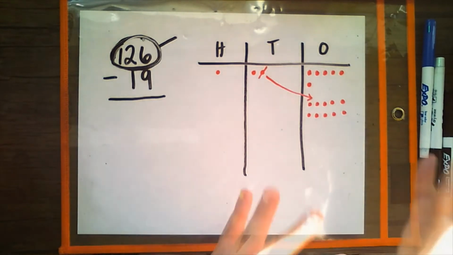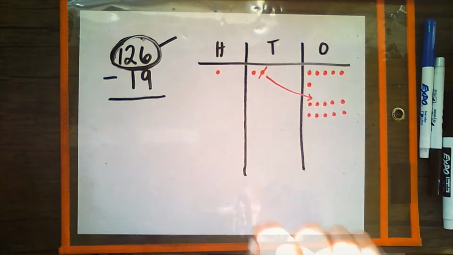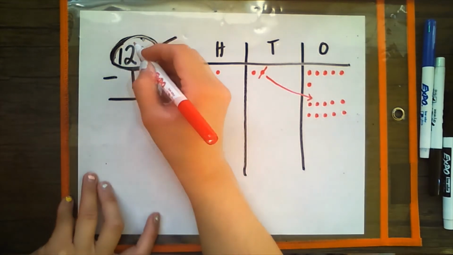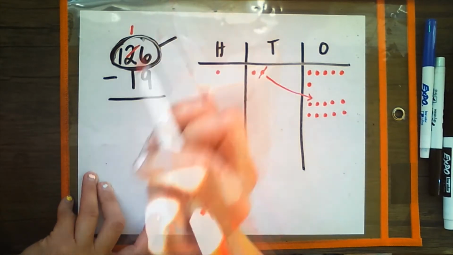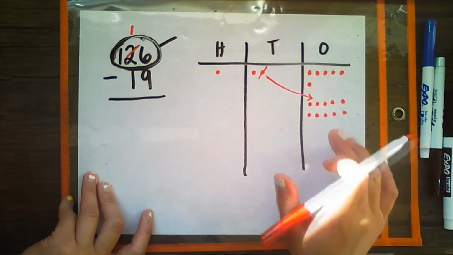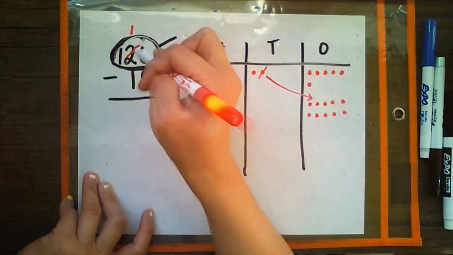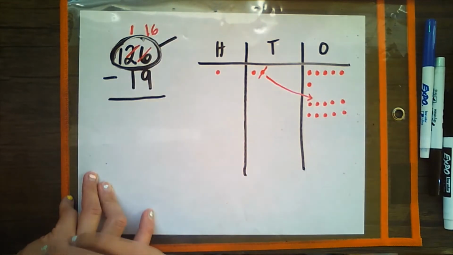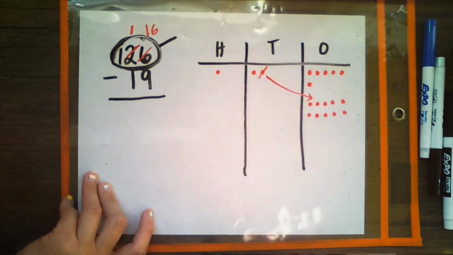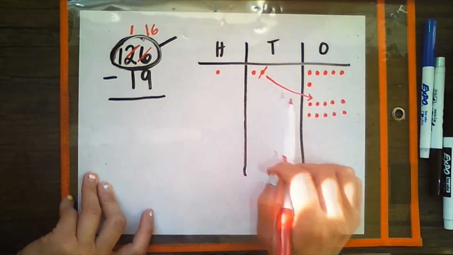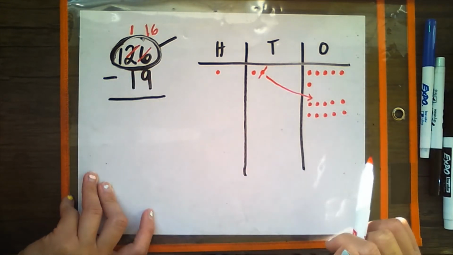Remember, what we do in the chip model here, we also have to do in our vertical model. So let's do that. We no longer have 2 tens. We only have 1 ten now. And with our ones, we no longer have 6. We have 16 because that's a 10 right there. Or we have 16 ones. And we just changed 1 ten for 10 ones. That's how we know that we only have 1 ten now and 16 ones.